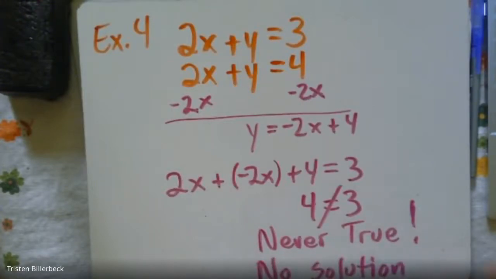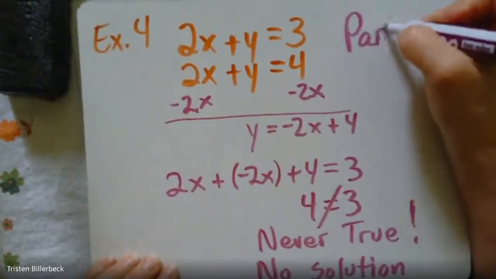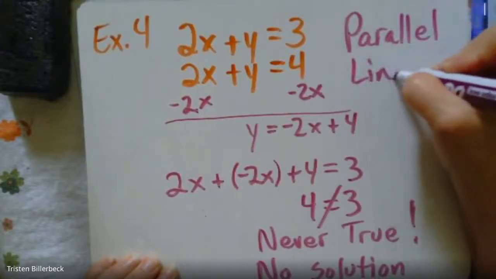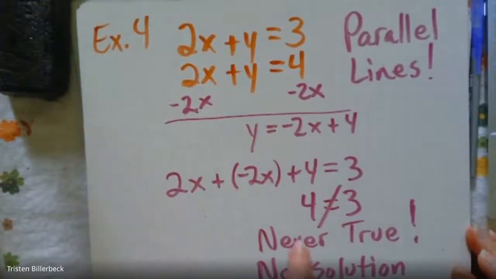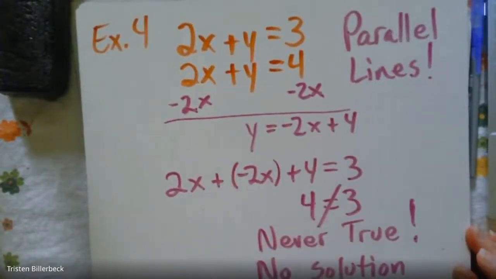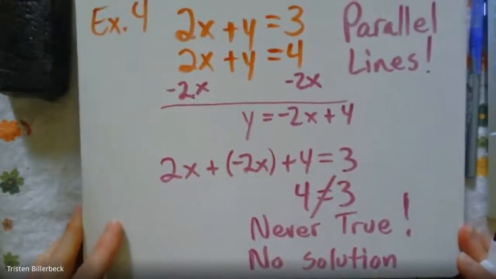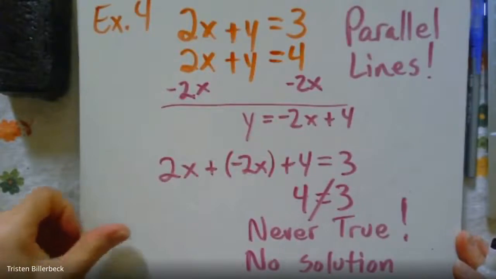Okay, so this is no solution. So when we're doing our algebra, this is what parallel lines look like mathematically. So there's no solution. We're going to see 4 equals 3, where it's never true. Mathematically, this is what parallel lines look like.